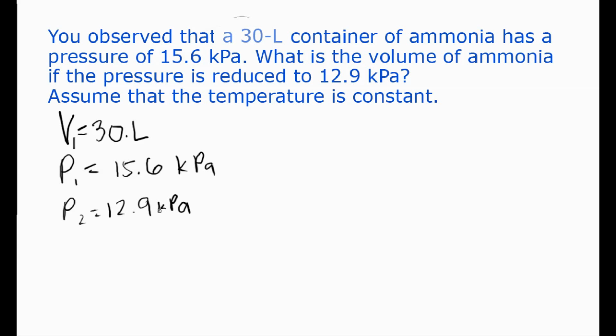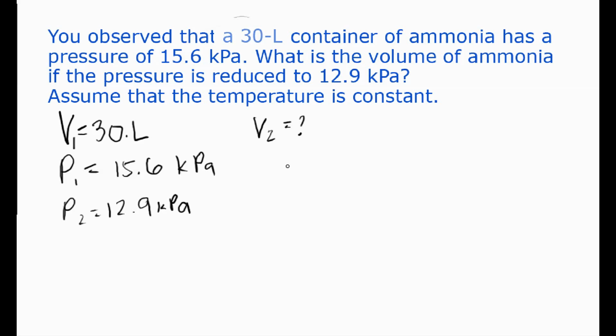We are also told that the temperature is constant and the volume and pressures are given, and that gives us an idea that the gas law that we will be using in this problem is Boyle's law. We are required to find the second volume when the pressure is 12.9 kPa. Be careful in labeling these values. These subscripts must be the same if they are related. So we are required to find the second volume, which is V2.